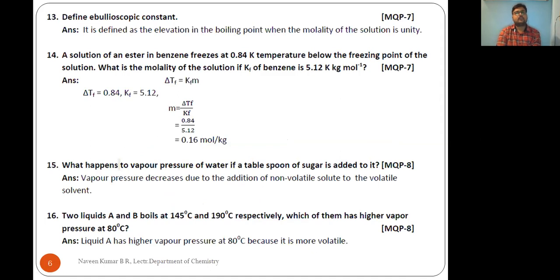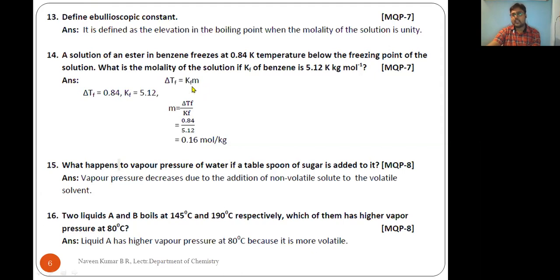The question from model question paper 7: Define ebullioscopic constant. As a continuation, you can remember easily. As we know, delta Tb is equal to Kb into m. Here, another, the cryoscopic constant: delta Tf is equal to Kf into m. You can observe this. Similarly, for ebullioscopic constant in elevation of boiling point, delta Tb is equal to Kb into m. So you can think how to define that constant.